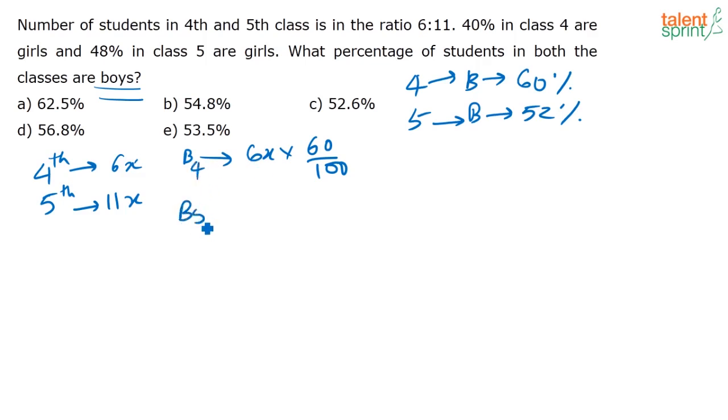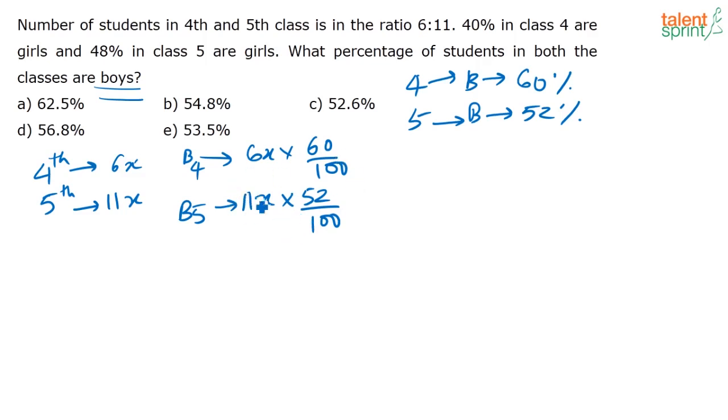In 5th standard, how many boys are there? Totally there are 11x students, out of which 52% are boys. So, 11x into 52 by 100. In this question, don't try to simplify in this step, okay? You will still get the correct answer, but if we simplify in this step itself, we will have a lot of fractions, different denominators, and the problem will consume more time.